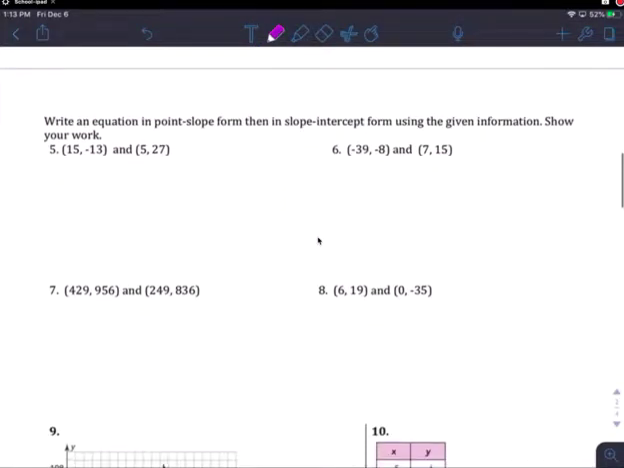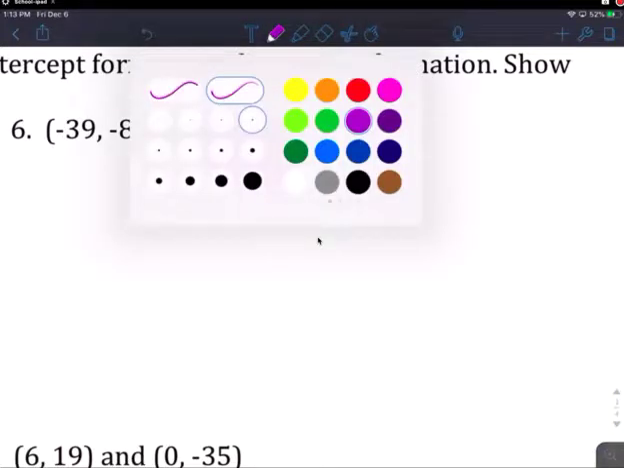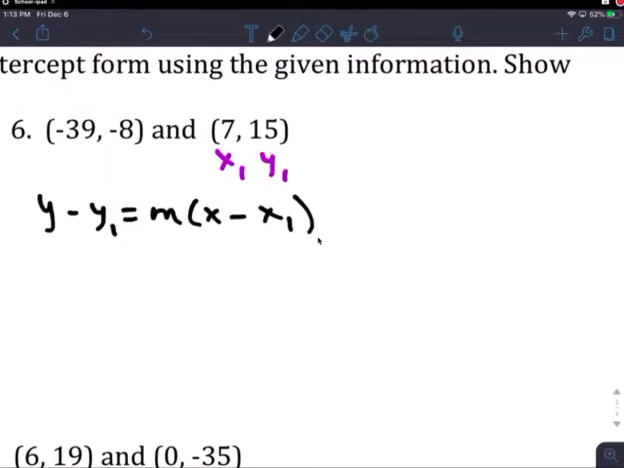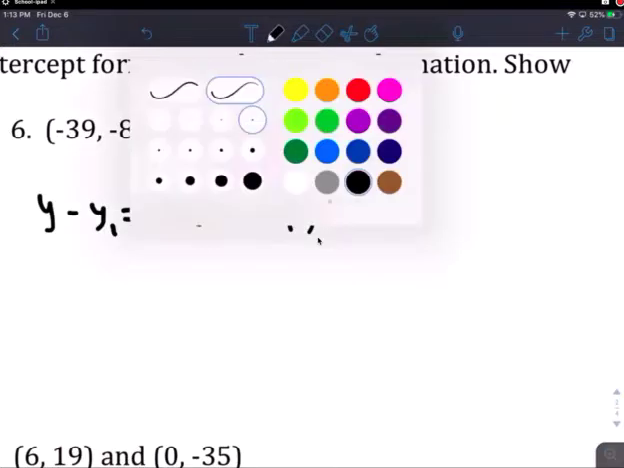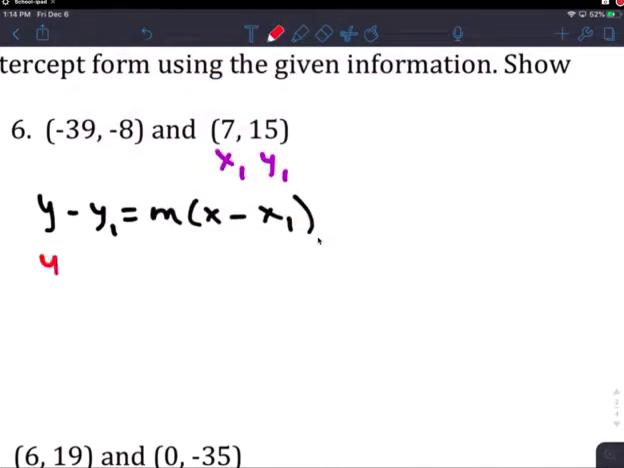Okay, and we finished 5, 6 in some classes, other classes not. I'm going to use this as x sub 1, y sub 1. Okay. So y minus y sub 1 equals m times parentheses x minus x sub 1. Okay, y minus y sub 1 is 15. M we don't know yet. X minus x sub 1, which is 7. We're going to find m.